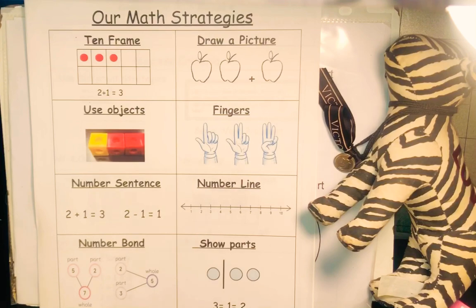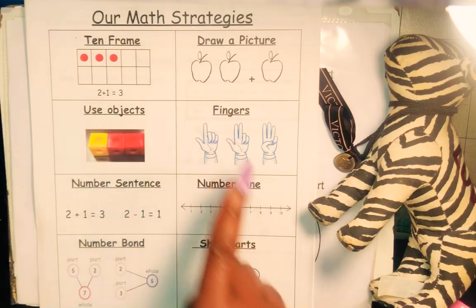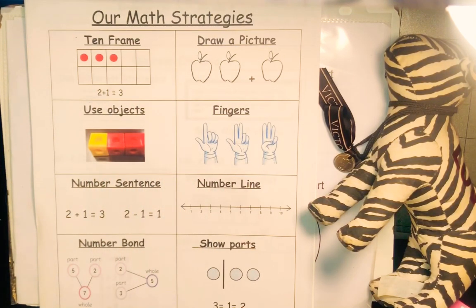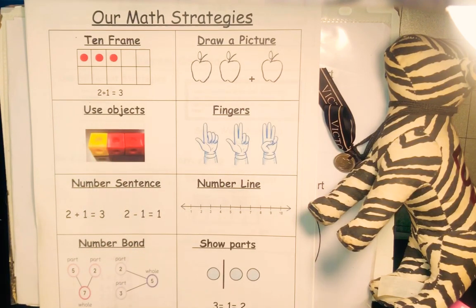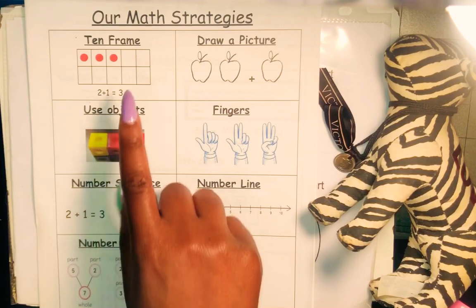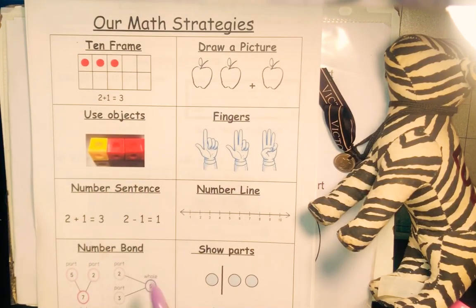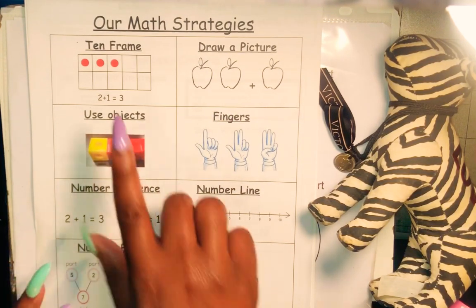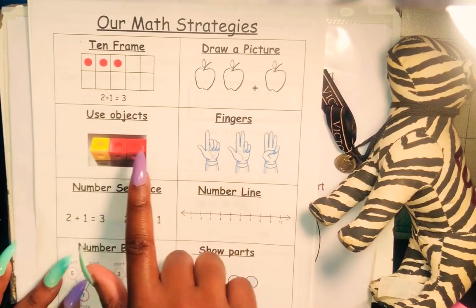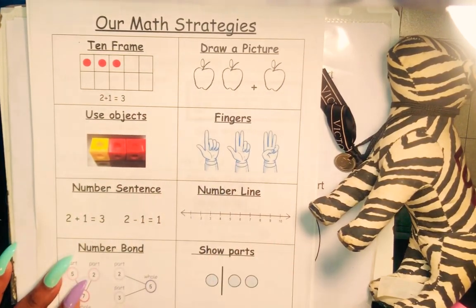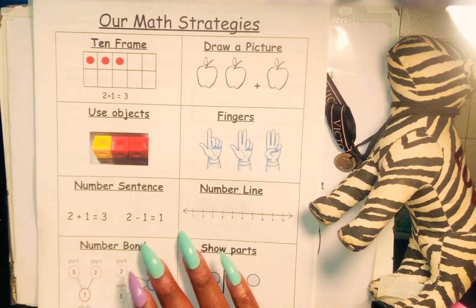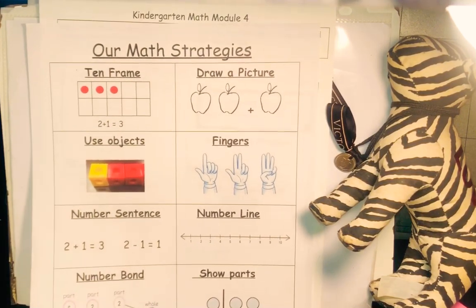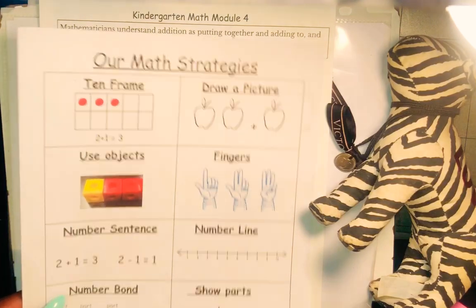So as a daily reminder, remember that these are all the strategies that you could be using when you're solving problems. You could use these during your POD. You could use them when we use math workshop. Just remember, these are all the strategies you could use to help you solve word problems. You could use a tens frame, draw a picture, use objects, use your fingers, a number sentence, a number line, number bond, and you could show parts. All right, so make sure you're practicing your math strategies and your math goals every day.